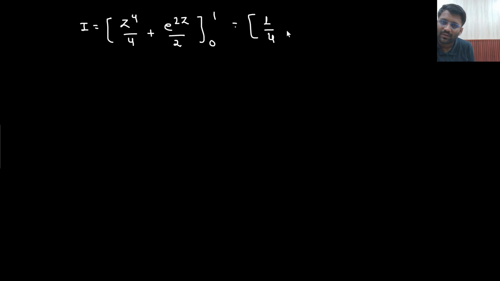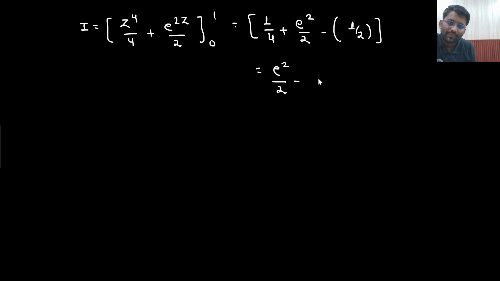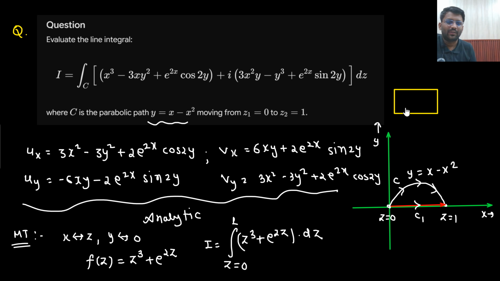So 1 by 4 plus e to the power 2 divided by 2, minus 0 and 1 by 2. So e to the power 2 divided by 2 minus 1 by 4. Yeah, so that's the answer. This is the answer that we are getting. I guess they would have given a numerical answer here, right? So let's calculate the answer.